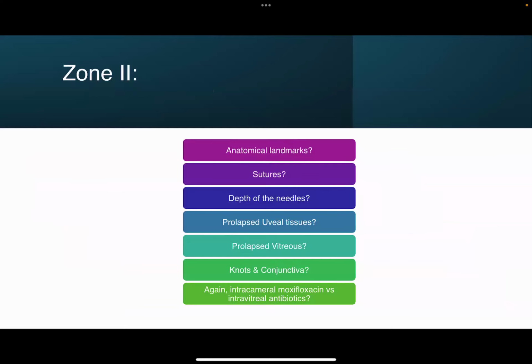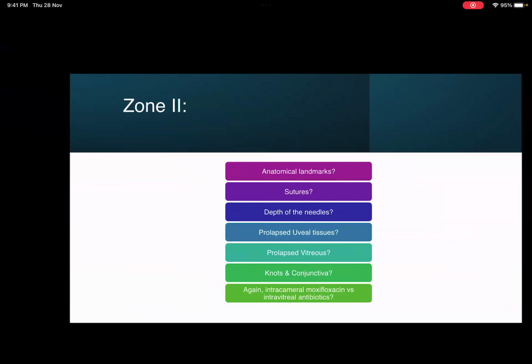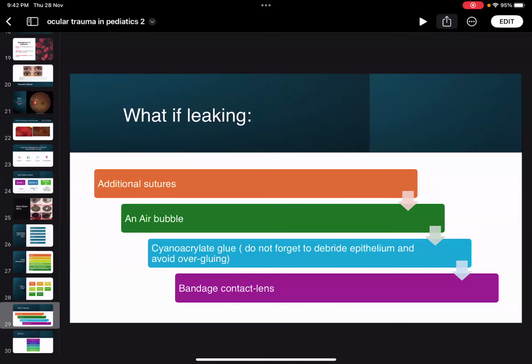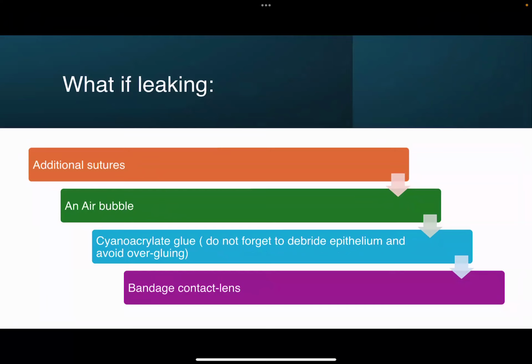And sometimes with severe injuries, even if you try all these measures, you will still have suspicion of leakage. You go with burst strength sutures in addition to these measures as well.